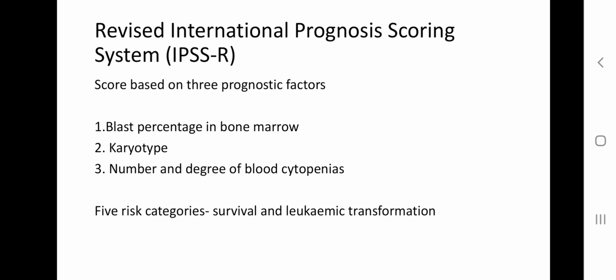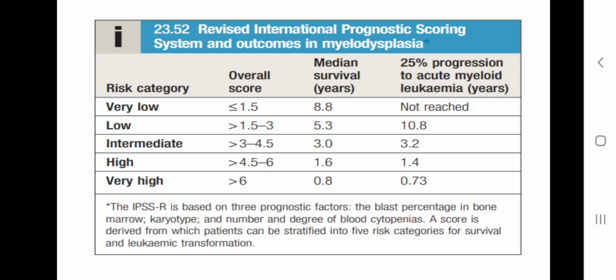of blood cytopenias. And based on this, they have classified myelodysplasia into 5 risk categories, which determine the survival and leukemic transformation. So they give you the risk of mortality and also leukemic transformation. And so they have been classified into 5 groups: very low, low, intermediate, high and very high. So 5 risk categories have been formed based on the score of the 3 prognostic factors, and they predict the median survival and the 25% progression to AML in years.